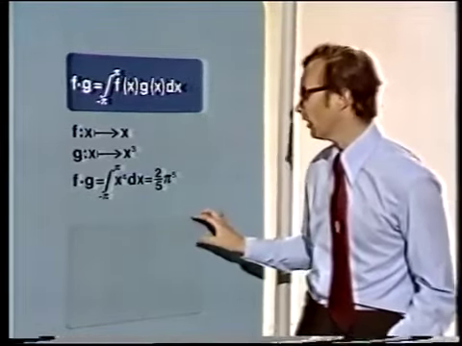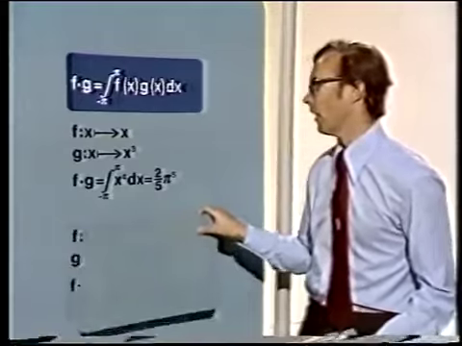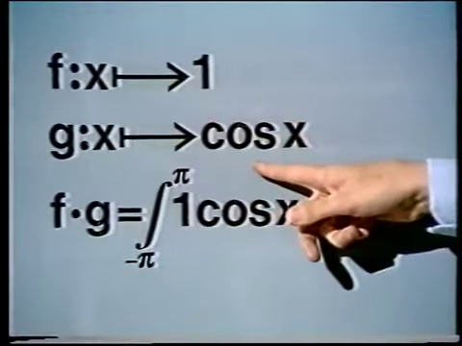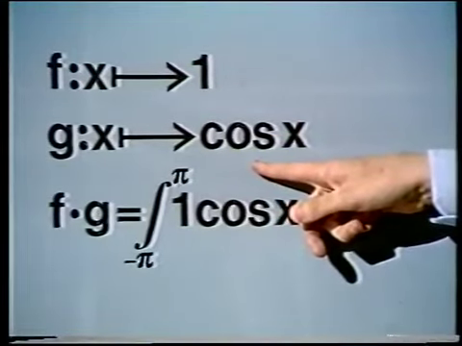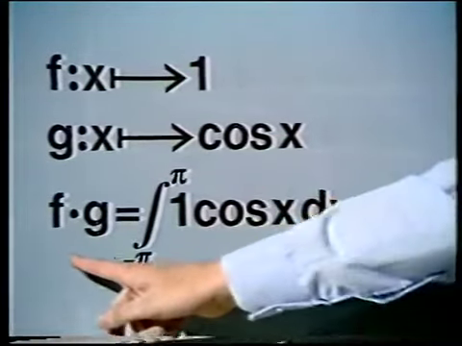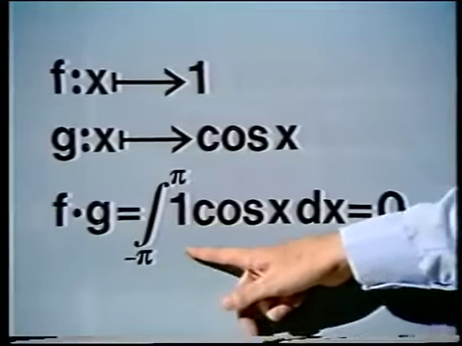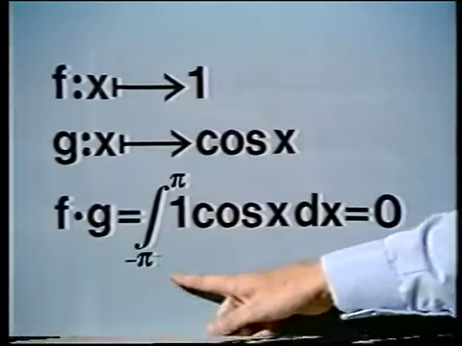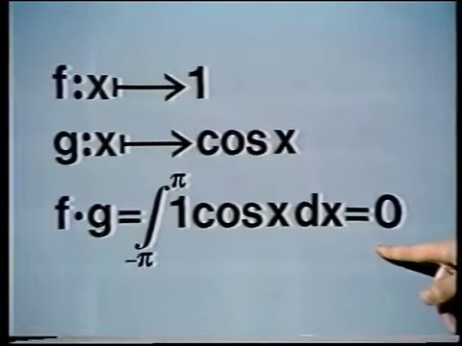That's when their dot product is 0. And an important example of that we've got here. If f is 1 and g is cos x, then these functions are orthogonal. Why is that? Because f dot g is the integral of 1 times cos x, and because we're integrating from minus pi to pi, this integral is just 0.